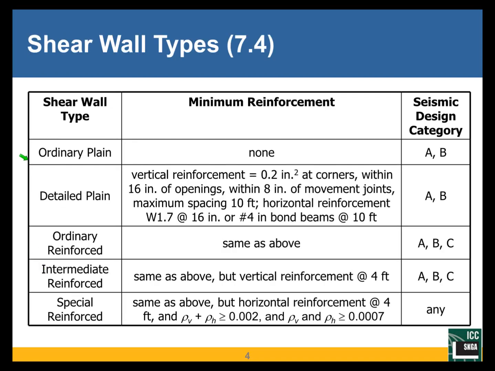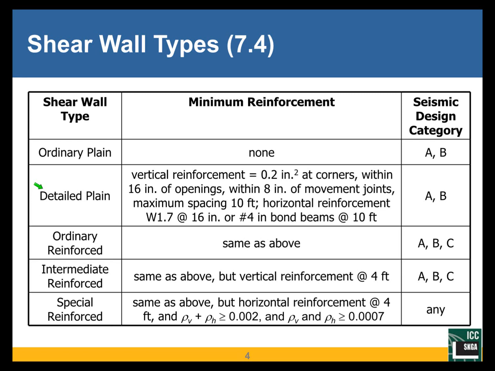There are actually 5 types of masonry shear walls that are defined. There are actually a few more: some prestressed shear walls and some AAC shear walls. But we'll just focus on 3 of these. There are 2 unreinforced shear walls, the ordinary plain and detailed plain. Those are not being covered in this webinar, as they're not used a lot.